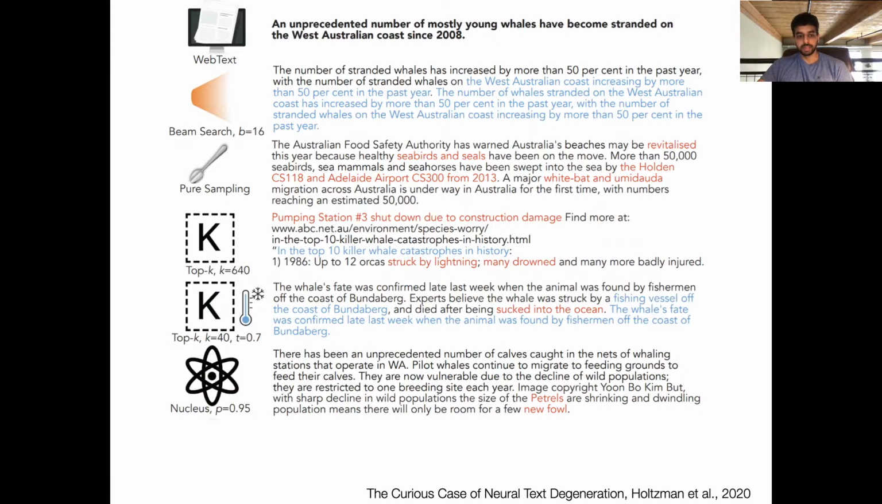So you're selecting a different number of words for each time step in this approach, which is called nucleus sampling or top-p sampling. And you can see the output here: there has been an unprecedented number of calves caught in the nets of whaling stations that operate in Western Australia, and so on. There's still some issues here. You can see the red highlighted text. Those are not about whales anymore. They're talking about a fowl.